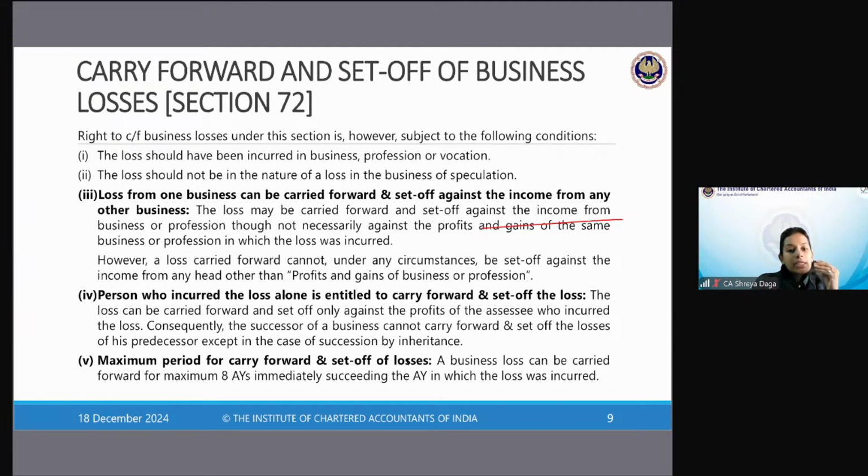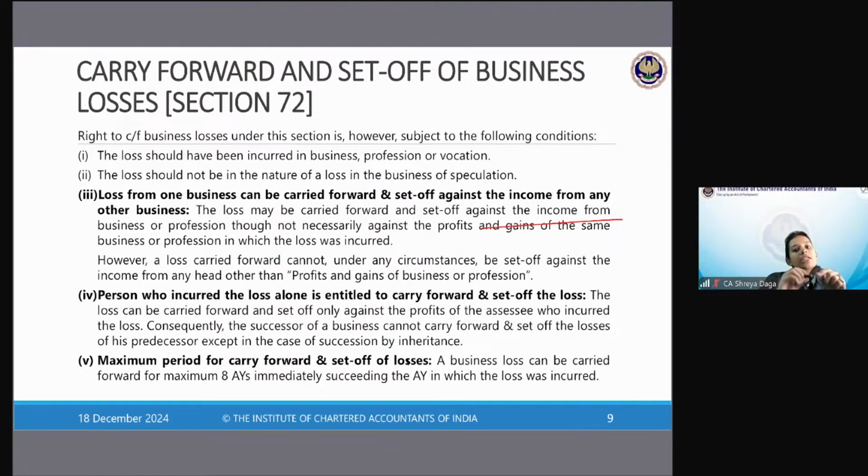But the other conditions are that the one who has incurred the loss alone is entitled to carry it forward and set off. Okay, one who has incurred the loss can only carry forward and set off. So if losses have been transferred by way of succession, then the successor cannot use the old losses of the predecessor except in case of succession by inheritance.